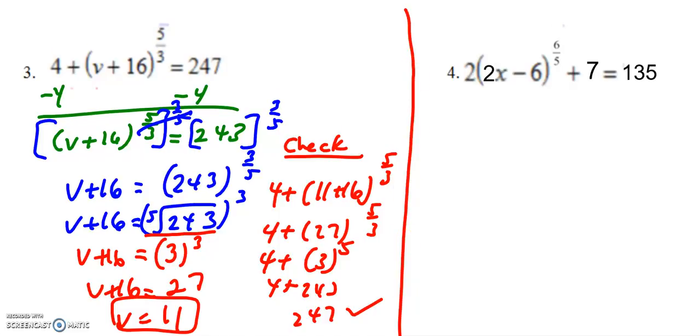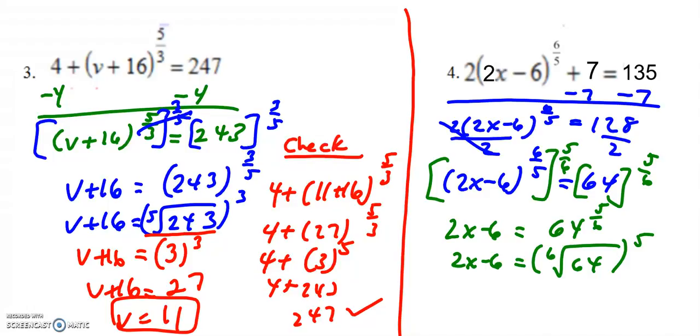Number 4 is another one I would like you to try first before I start it. As a hint to you, remember if you apply the 5/6 power on both sides, the 6 ends up being in the denominator, which means you're taking an even root. So don't forget that plus or minus. So please try as much of number 4 as you can first. So please pause now.